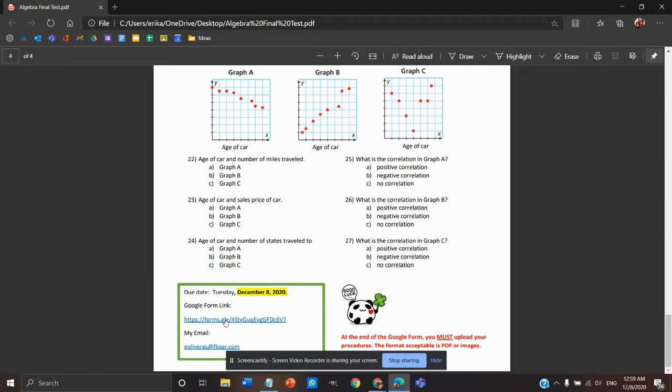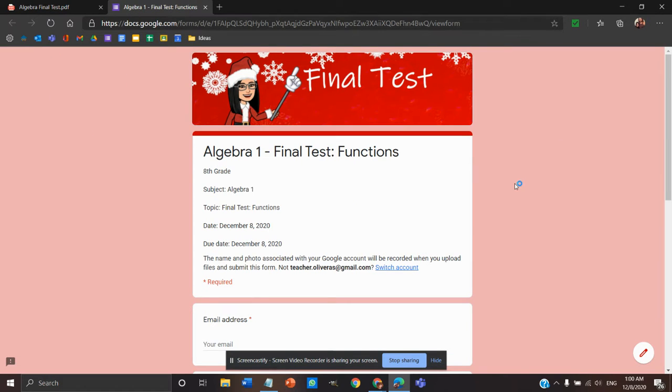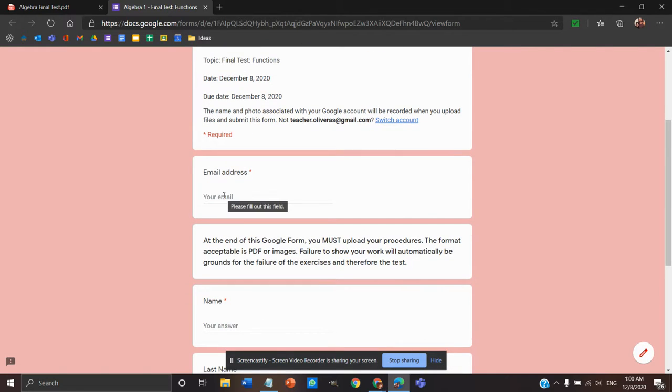Once you finish, you're going to go to your Google form. You have here a hyperlink that will automatically open your Google form. This is your algebra final test function. You're going to write your email. Remember to put a correct email. Here you have a little note that says at the end of this Google form, you must upload your procedures. The acceptable format is PDF or any type of image. Failure to show your work will automatically be grounds for failure of that exercise and therefore for the test.